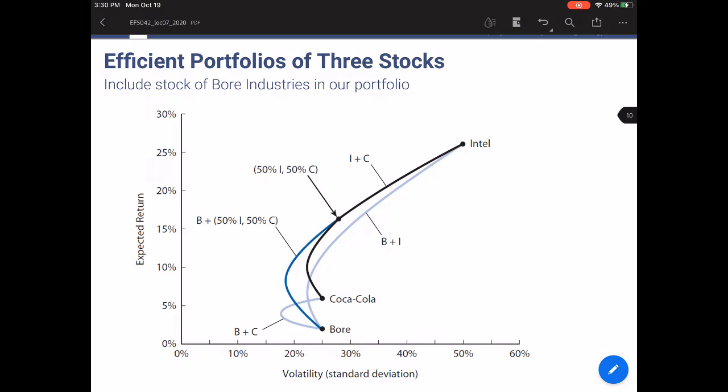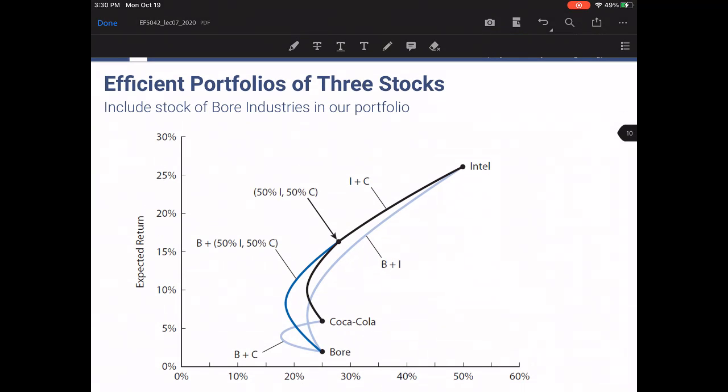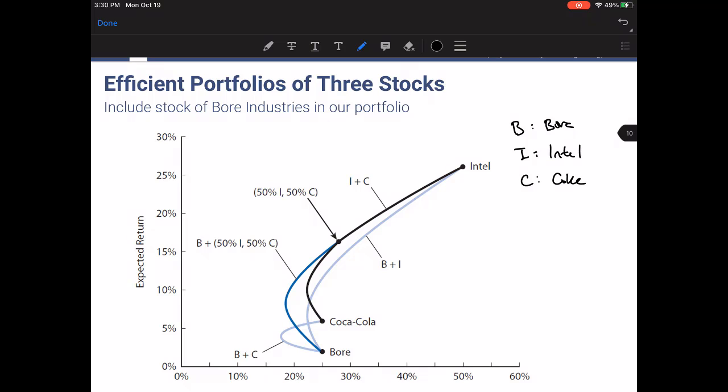The light blue line, there's two light blue lines. So the line with just B plus I. Let me remind you what B and I stand for. B means Bohr, I means Intel, and C stands for Coke. Okay, so this means all possible portfolios with I and C, with combinations of expected returns and volatility.